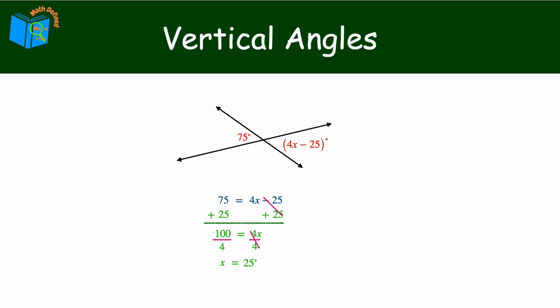We can check our work by plugging in 25 degrees for x. 4 times 25 minus 25. Multiplying first gives us 100 minus 25, which is 75. Perfect! Both angles measure 75 degrees, just as we expected since vertical angles are congruent.